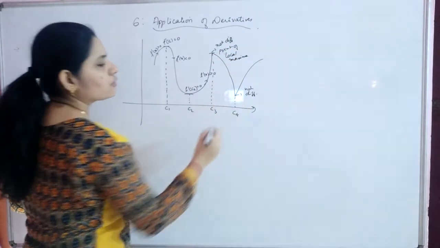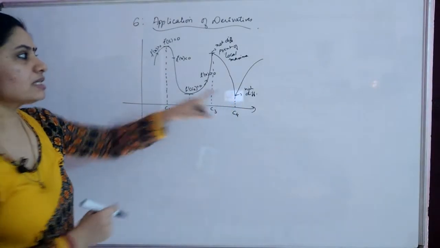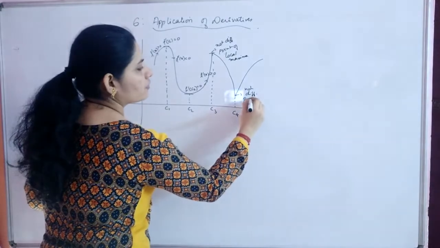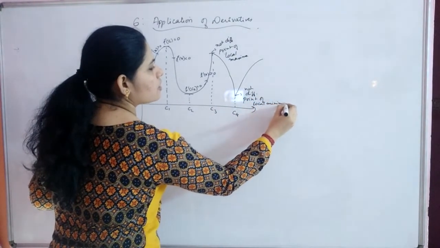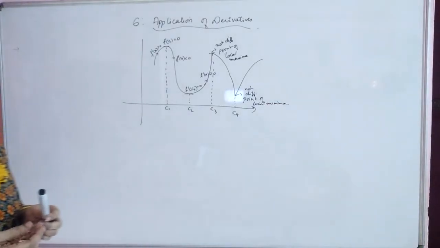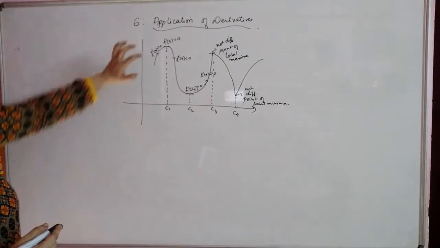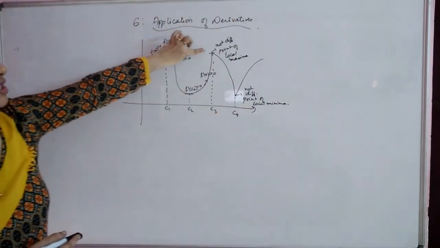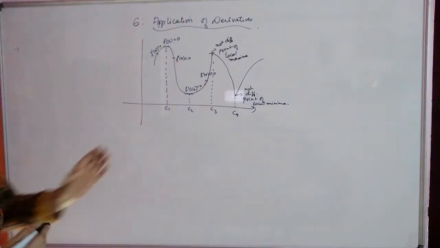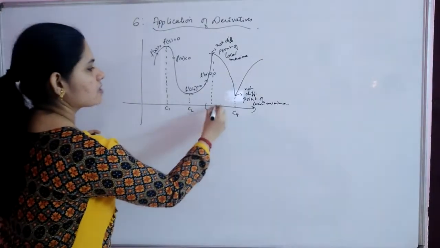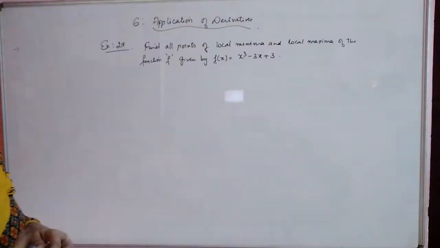And here again this function is not differentiable, but you have a point of local minima here. So it is not necessary that the function should be differentiable in order to get a maxima or minima, but even if it is not differentiable, you can find those points to be local maxima or minima, either in that interval it is having a minima or maxima, okay.